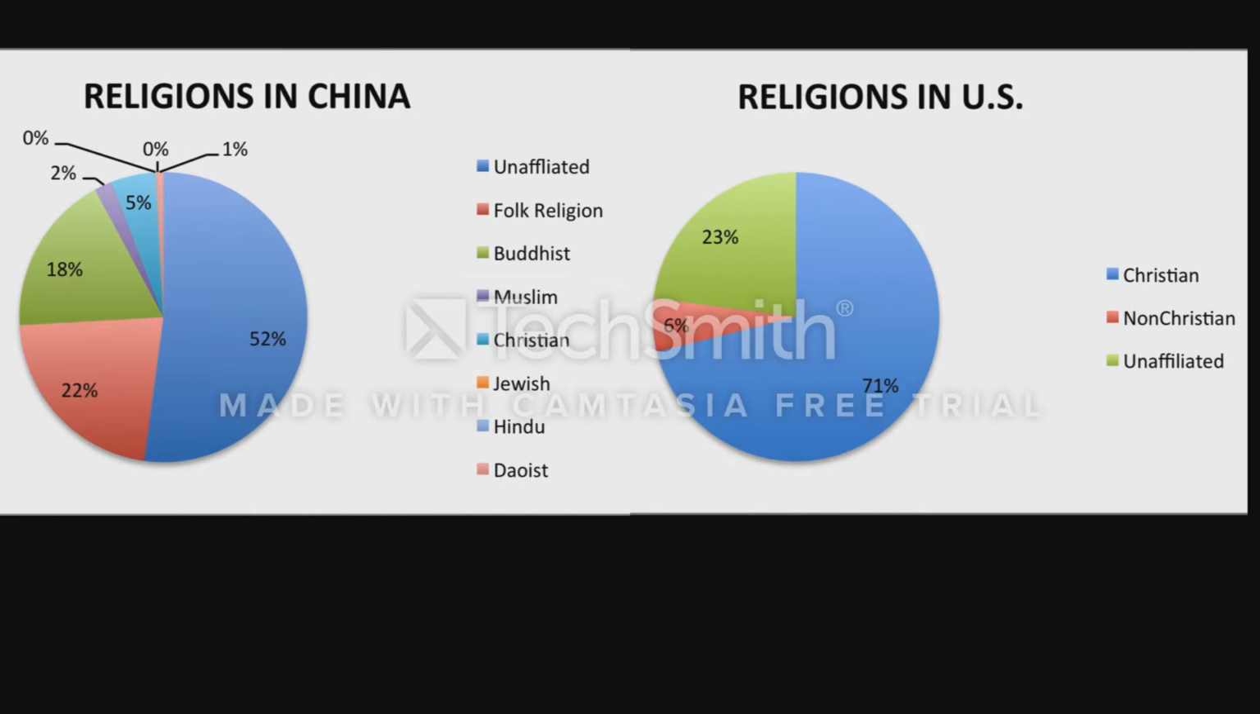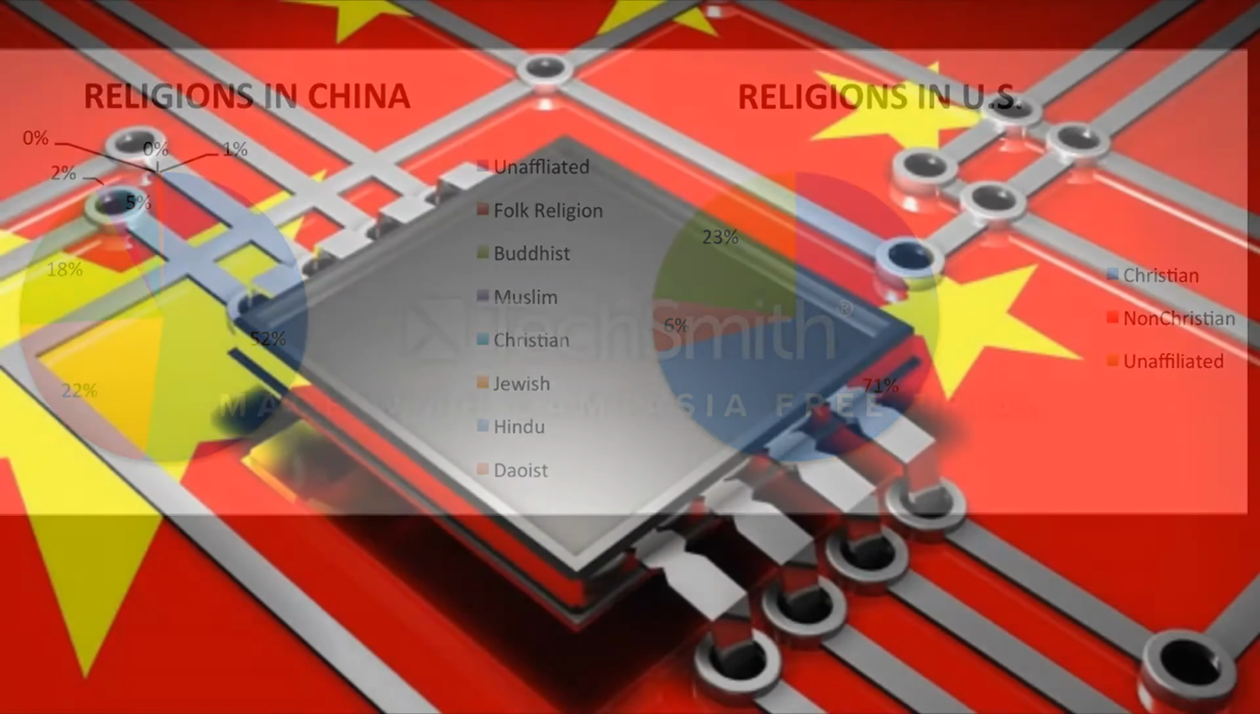As we look at the side-by-side graphs of religions in China and the U.S., we can see that almost half of China's population is unaffiliated, as China is considered to be atheist. Meanwhile, the main religion in the U.S. is Christianity, which can be broken down into Catholics, Protestants, Mormons, Jehovah's Witnesses, and Orthodox Catholics.